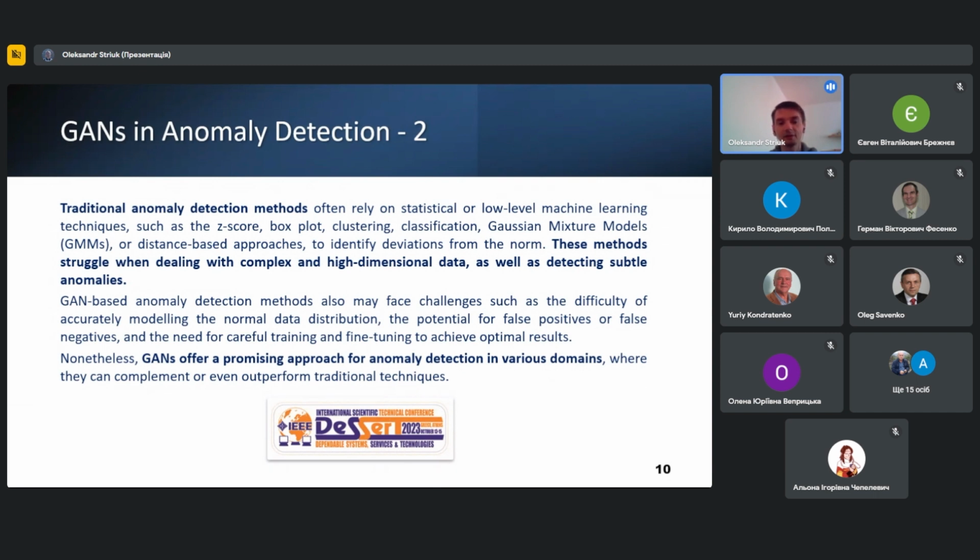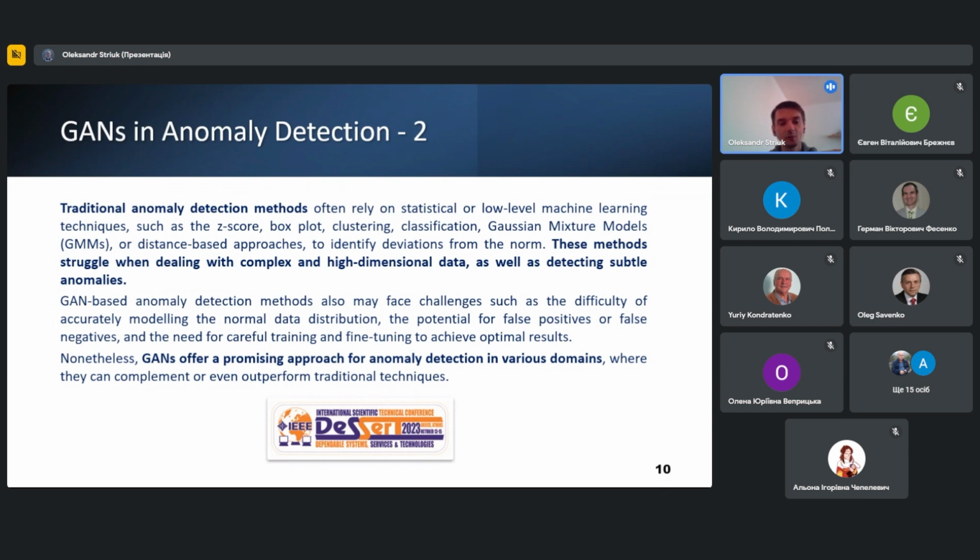GAN-based anomaly detection methods also may face challenges, such as the difficulty of accurately modeling the normal data distribution, the potential for false positives or false negatives, and the need for careful training and fine-tuning to achieve optimal results.